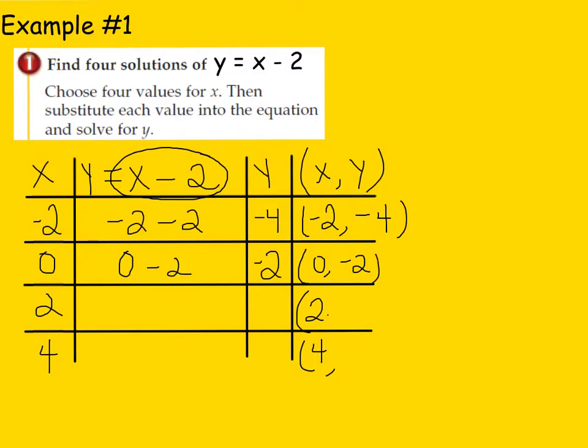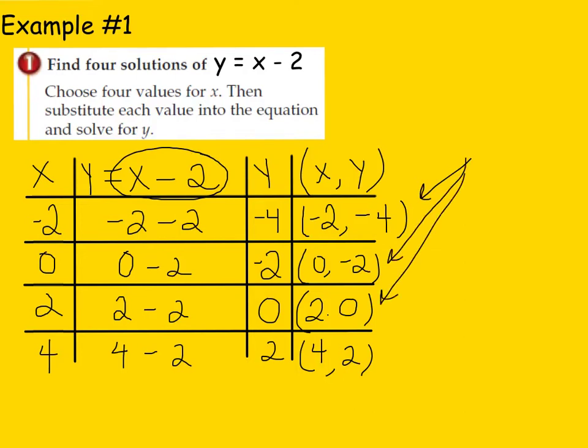Now we're going to plug in 2. 2 minus 2 is 0. So our y-coordinate is 0. And then we're going to plug in 4 minus 2, which equals 2. Now, if we were to go ahead and actually graph these 4 points right here, we would find that they would make a straight line.